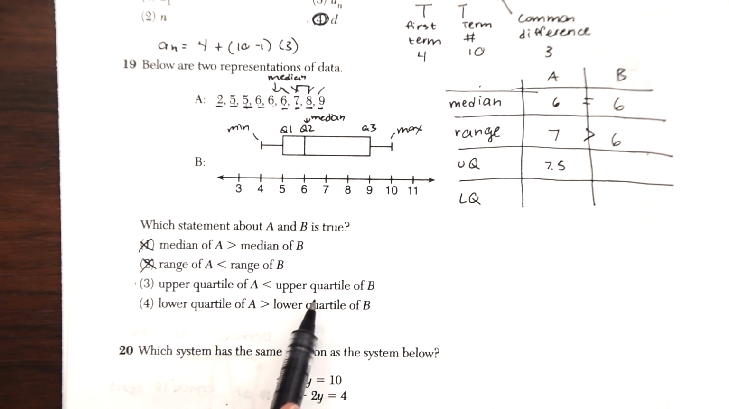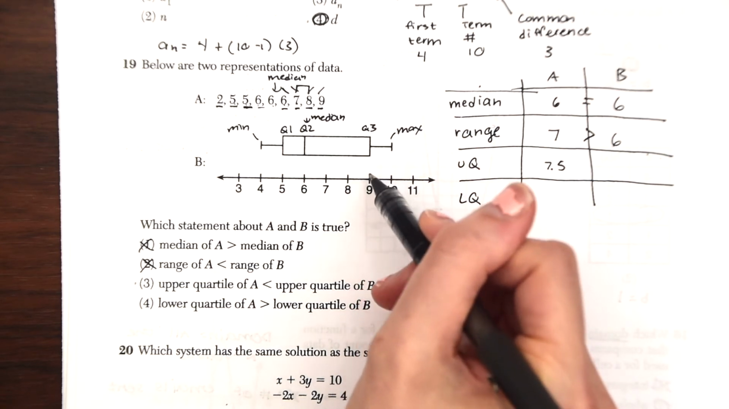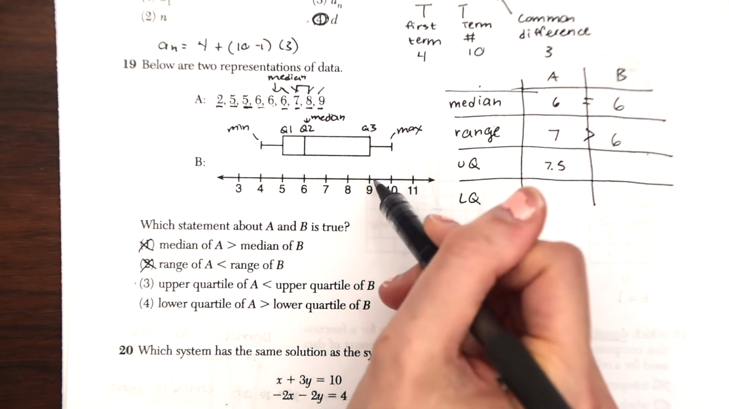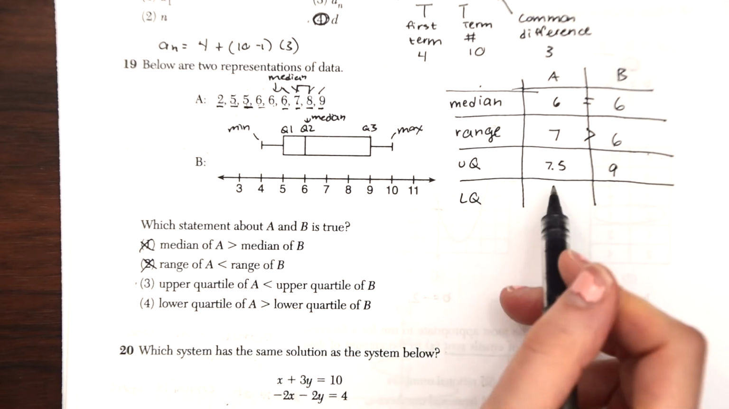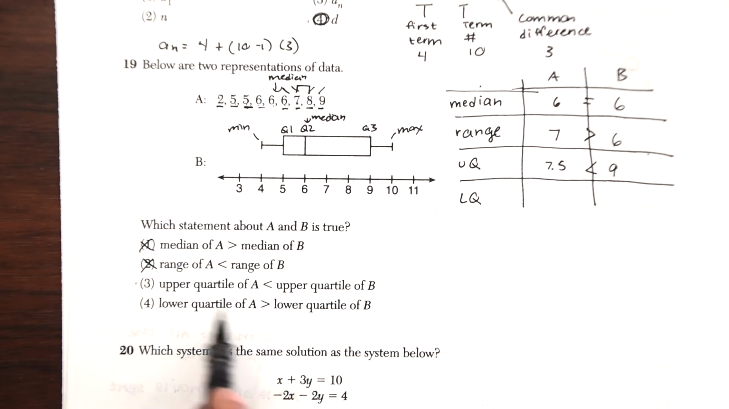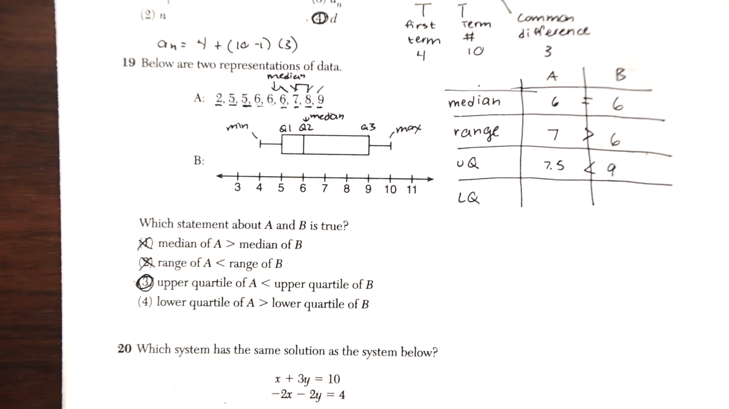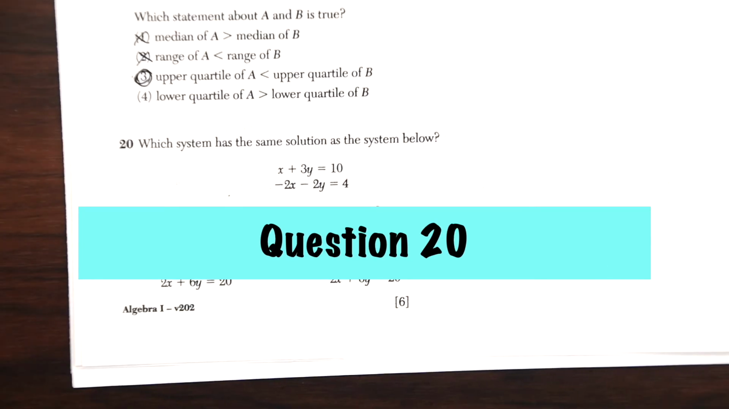And now we're going to take the upper quartile of B, and that's easier to find for a box plot. That's just right here. Quartile 3 is 9. So 7.5 is less than 9. So that looks like it's our answer. Yeah. So that's our answer. Choice 3 is correct.